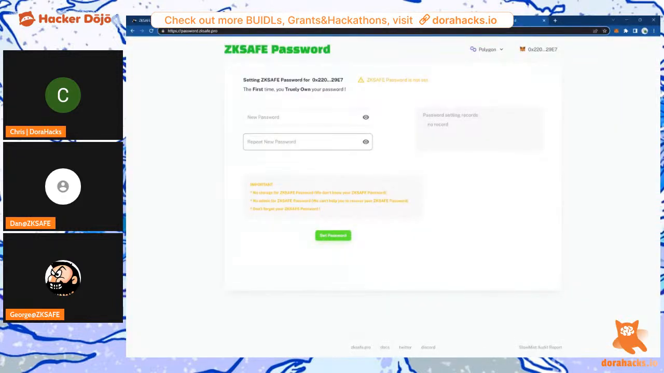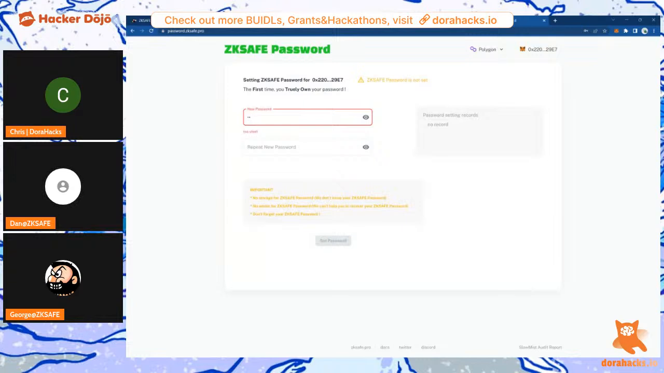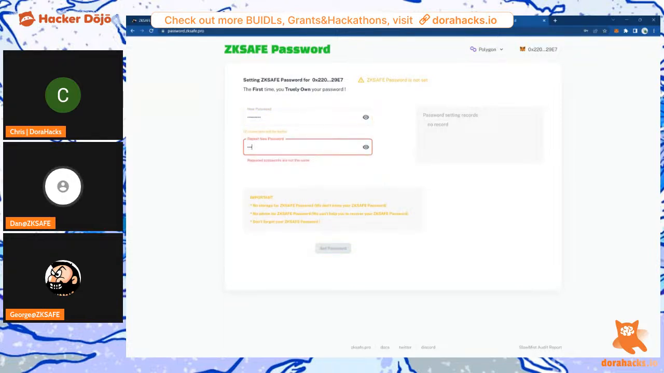All right. Let's do this. So I'm currently connecting my account. I'm going to set my password, and I can enter my password to be one. Yep, to pick up my random password. And then I will repeat my password.